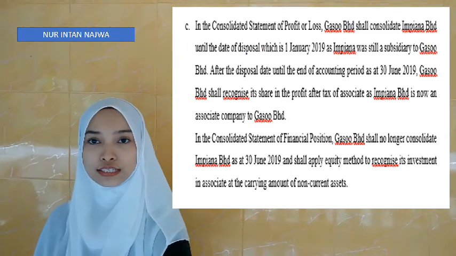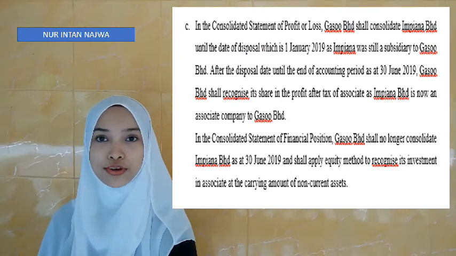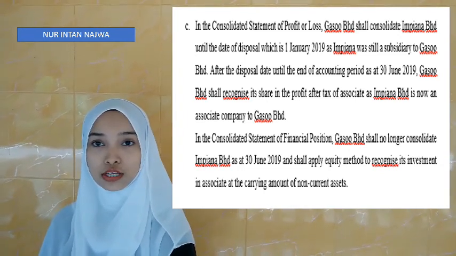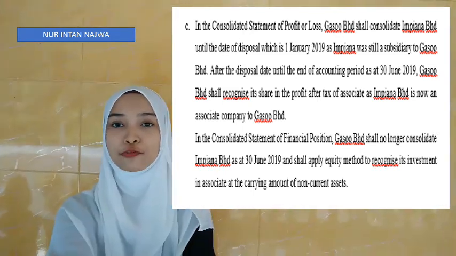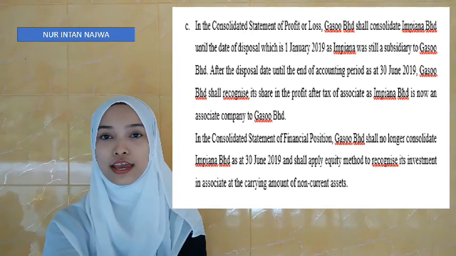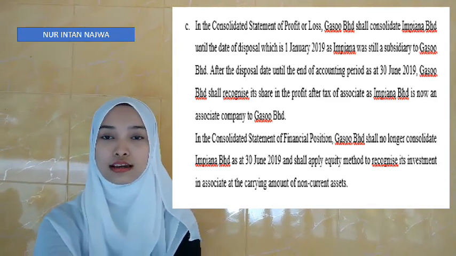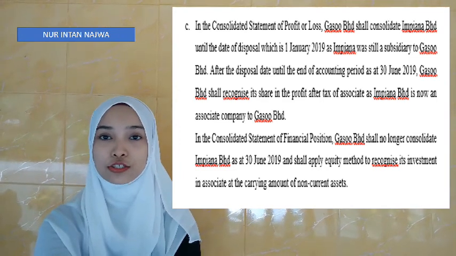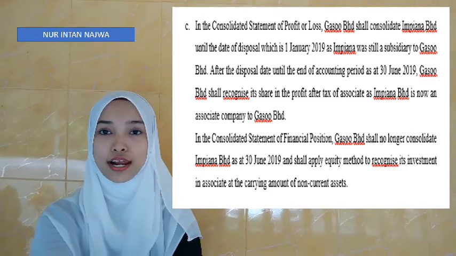In the consolidated statement of profit or loss, Gasu Berhad shall consolidate Impiana Berhad until the date of disposal, which is 1st January 2019, as Impiana was still a subsidiary of Gasu Berhad. After the disposal date until the end of the accounting period, as at 30th June 2019, Gasu Berhad shall recognize its share in the profit after tax of associate, as Impiana Berhad is now an associate company of Gasu Berhad.